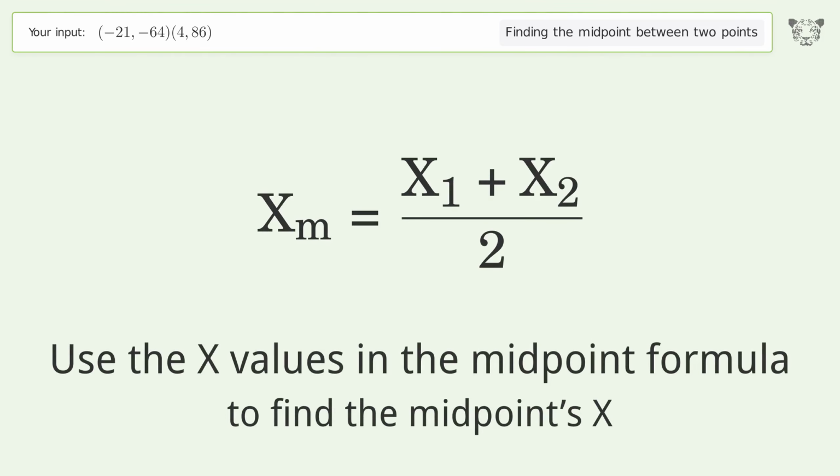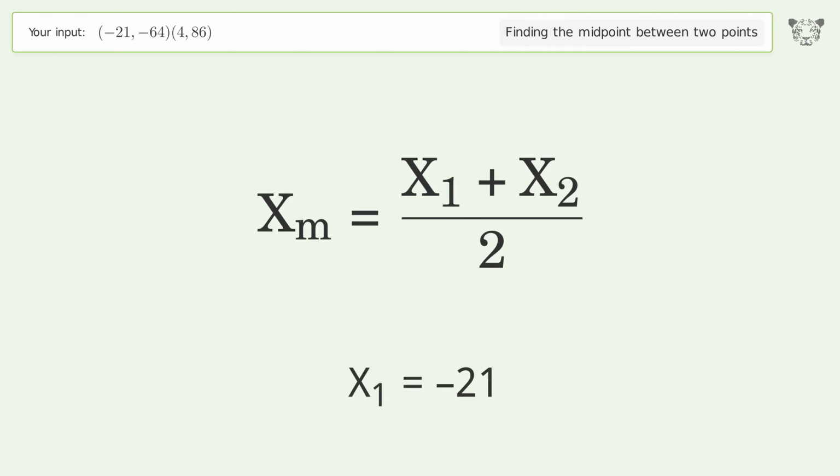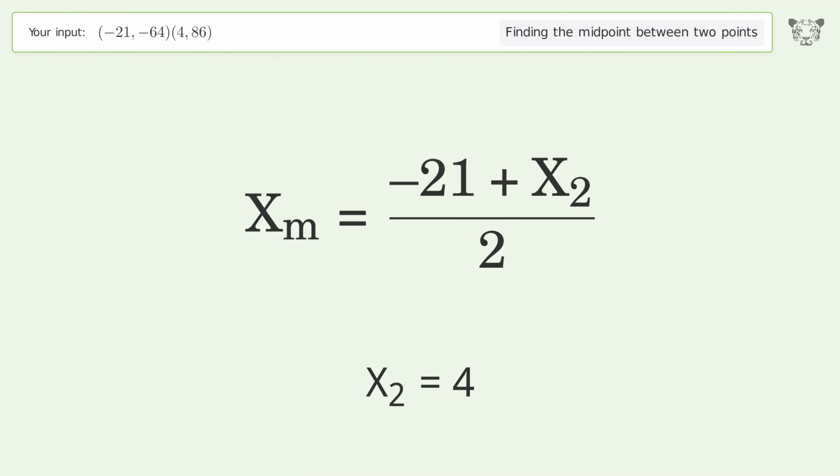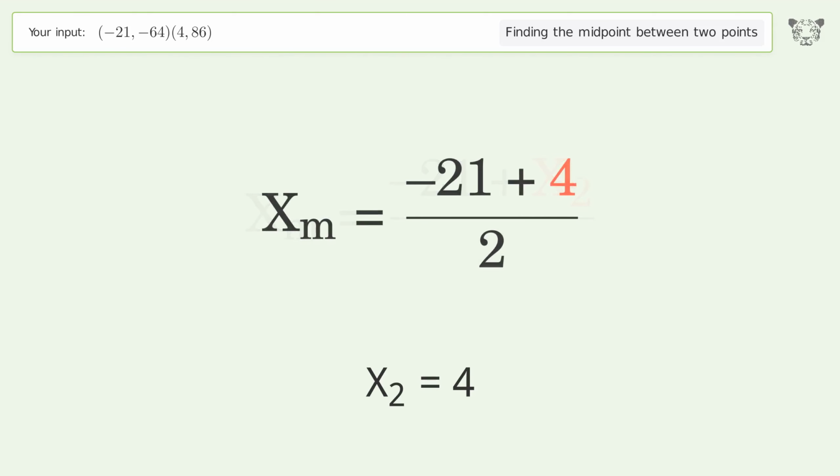Use the x values in the midpoint formula to find the midpoints x. x1 equals -21. x2 equals 4. Simplify the arithmetic.